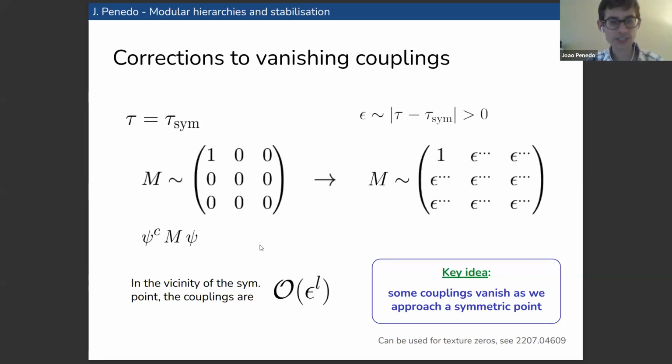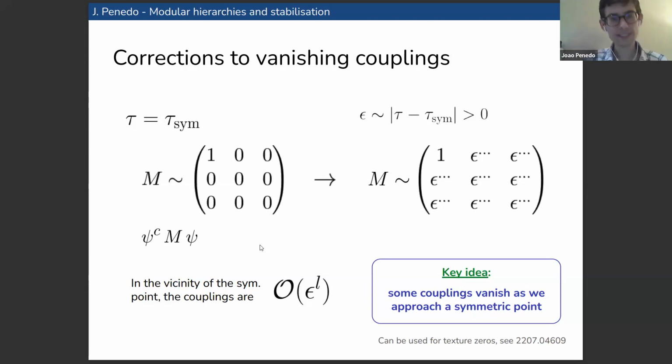In fact, we demonstrated that in the vicinity of the symmetric point, all zeros are lifted to powers of this epsilon, and the powers depend just on the field decomposition under the residual group. From those forms, you can check some tables and see what kind of power you expect here for a value of tau which is close but not quite at a symmetric point.